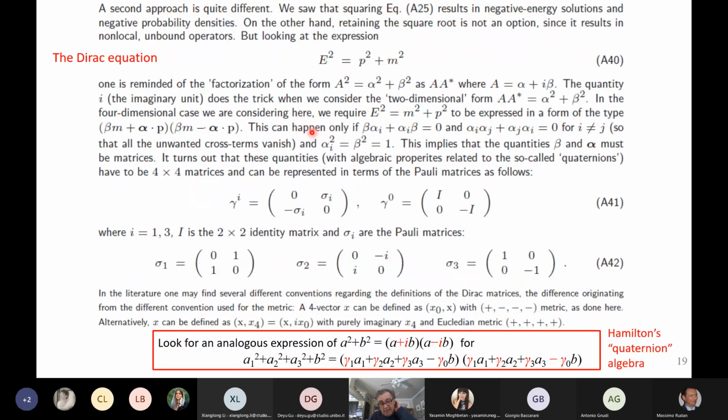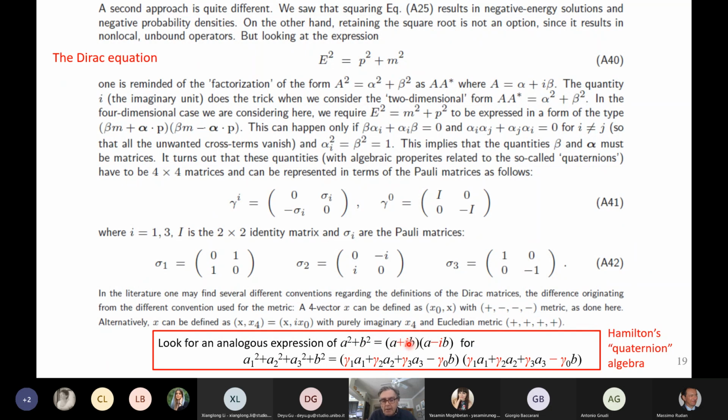So what did Dirac do? We don't like square roots. And as I said, the first idea was to square it. And this gives us problems. So Dirac had an idea which actually goes back to Hamilton, or the so-called quaternion algebra. So let me just deal a little bit with algebra now. We know that a squared minus b squared is just (a plus b) times (a minus b). If I want to factor a squared plus b squared into two pieces, so factor this polynomial into two terms, I can do it, but I have to go beyond real numbers.